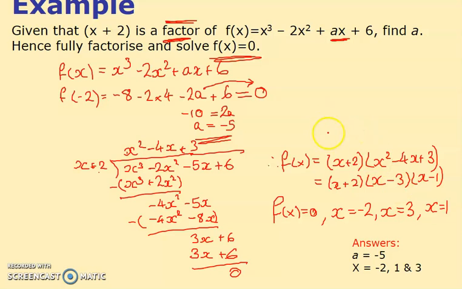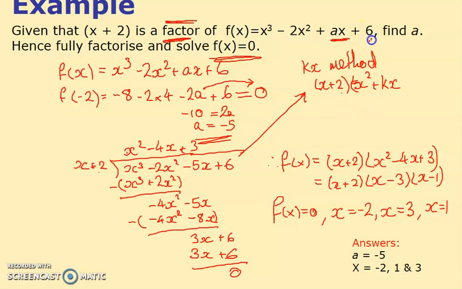Now one thing I would say is, don't forget, you could have done this step using the kx method. You may remember the kx method, you may have forgotten it. All you're really doing is just saying x plus 2 times by something now has got to give me this. So I think it's got to be times by an x squared. We always write plus kx in the middle, and the other thing I can do is 2 times by something that's got to give me 6. Well, that's 2 times by 3.